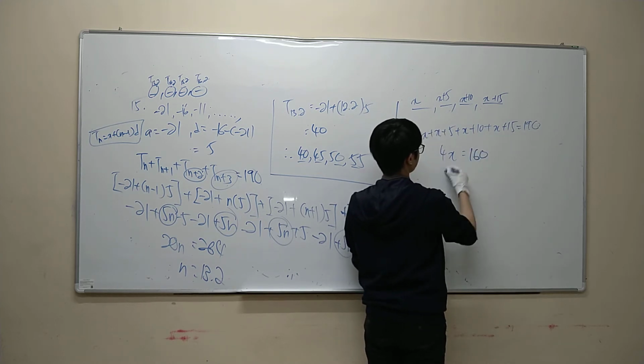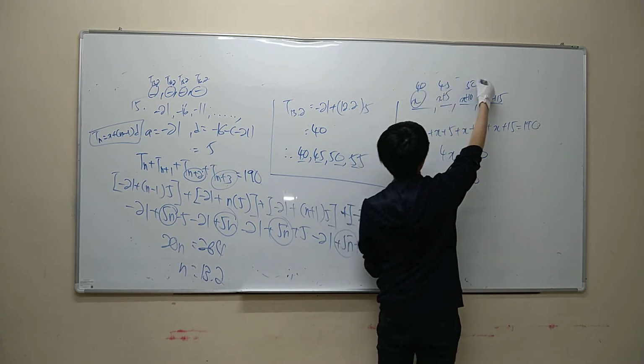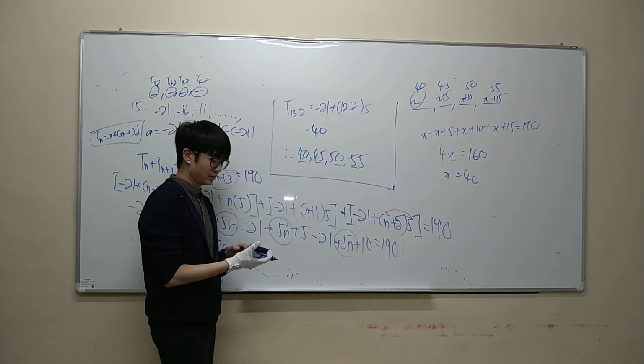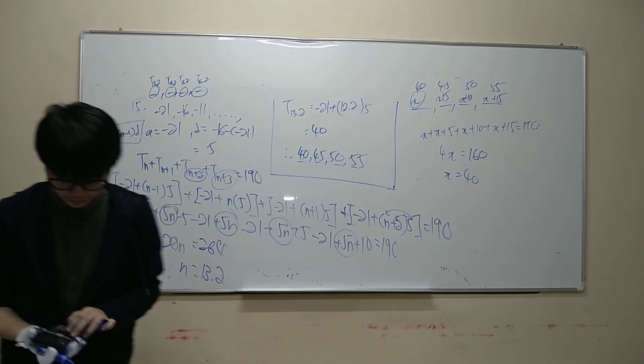160. And then x is 40. So you know this term is 40. So it's here 40, 45, 50, here 55. So this is the shortcut. So you can see the answer is the same. Right? Same, right? 40. Same only. So you can also do it like this.